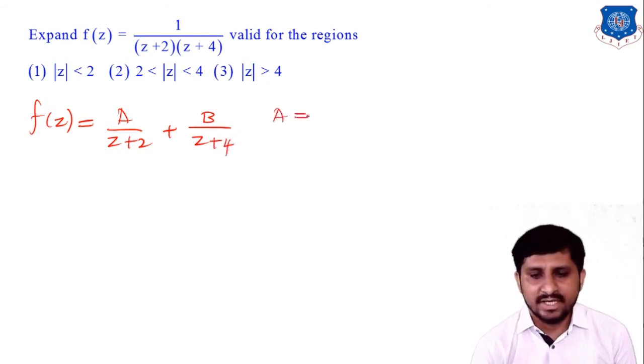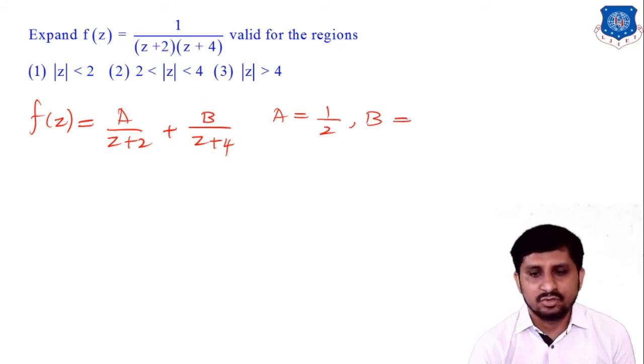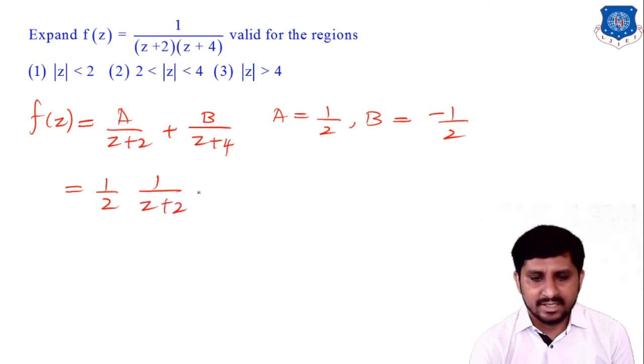The value of a: take minus 2 here, so minus 2 plus 4, so 1 by 2, a is 1 by 2. And the value of b: you can say that minus 4 plus 2, so this is b, the value of b, that is minus 1 by 2, okay. So the value of a is 1 by 2, 1 upon z plus 2, and here minus 1 by 2, 1 upon z plus 4.